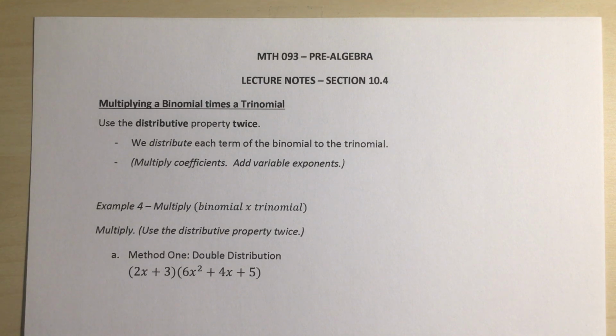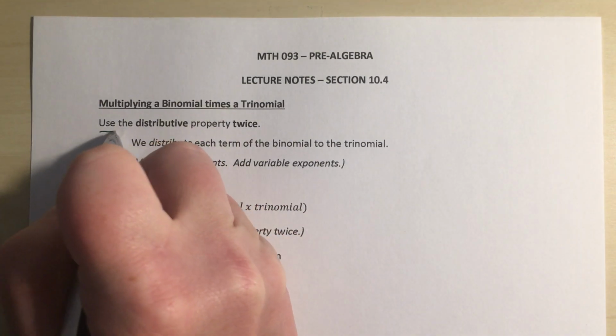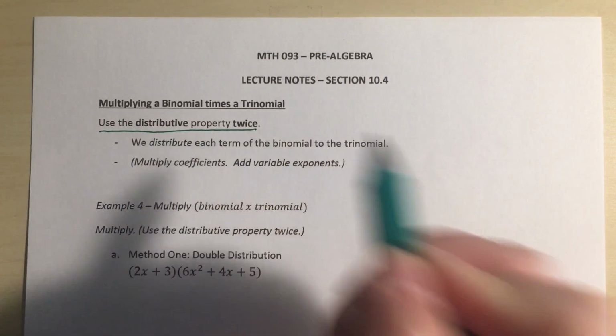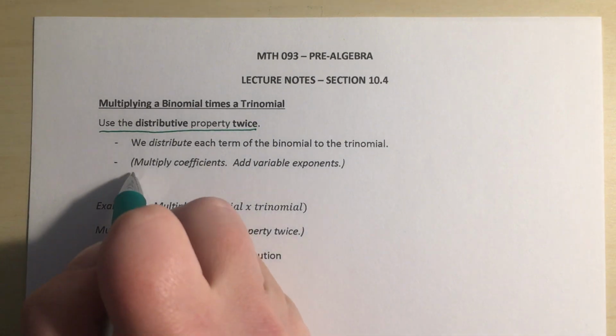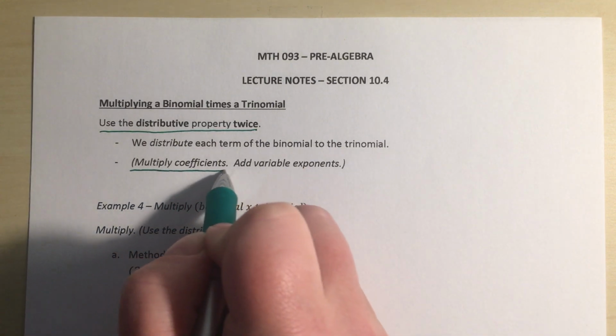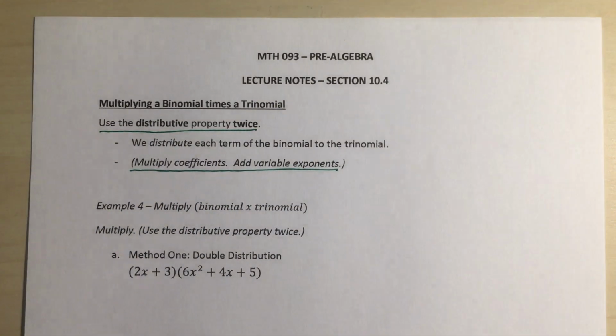So in these examples, we are going to multiply a binomial times a trinomial. Remember, a binomial has 2 terms and a trinomial has 3 terms. Since our binomial has 2 terms, we're going to use our distributive property twice. We're going to distribute each term of that binomial. And as we're doing that, just like we have been in this section, we are going to multiply our coefficients and add our variable exponents.